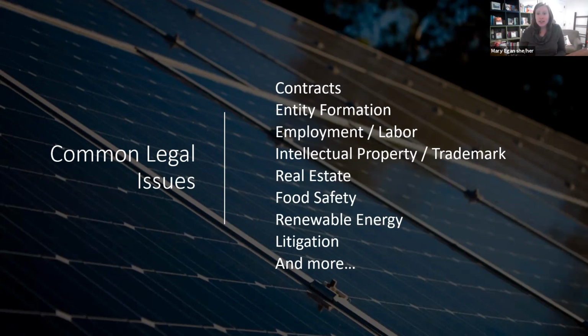Employment, if you're at the point where you're going to hire 1 to 2 employees, we have attorneys who can assist that process and make sure you understand what's required of you as an employer. And of course, trademark, food safety, other things. But farmers, we most often see asking us for assistance with contracts and with entity formations, with real estate and land leases. But come to us for anything and we'll see if it's a good fit.